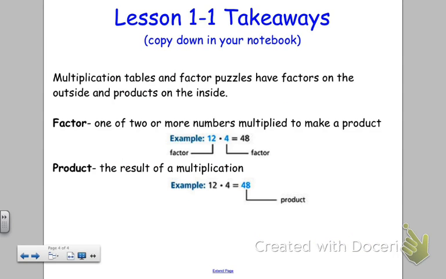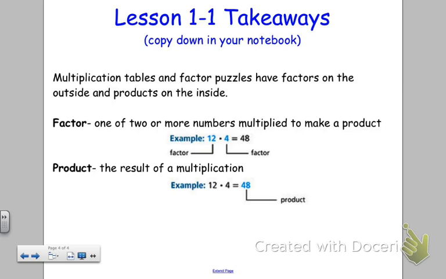So here are your takeaways. This is what I want you to start copying down in your notebook. At the end of every lesson, you will see these takeaways. So the first thing you need to remember is that multiplication tables and factor puzzles have factors on the outside. Products always go on the inside.